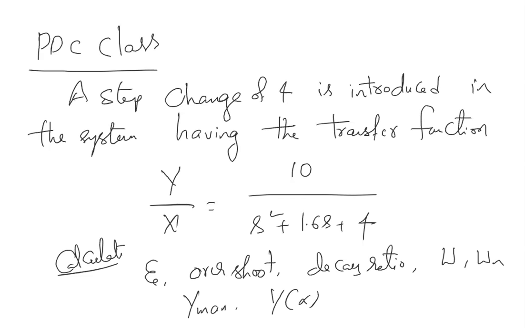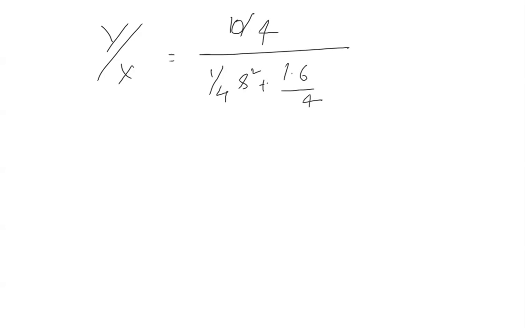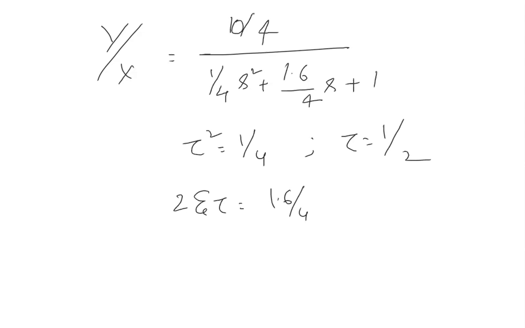First thing is translate this into a standard second order system. So what is the standard second order system? Y by X equal to 10 by 4 divided by... So what is tau square? It is 1 by 4. Tau, what is tau? It is 1 by 2. So zeta is equal to 0.4.